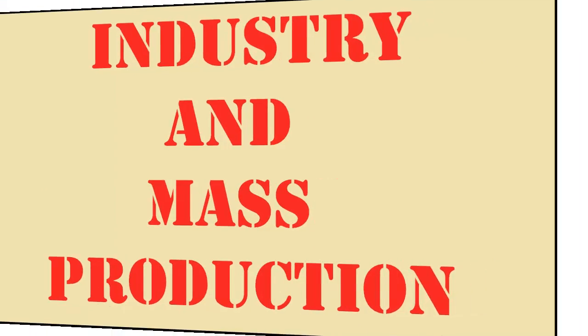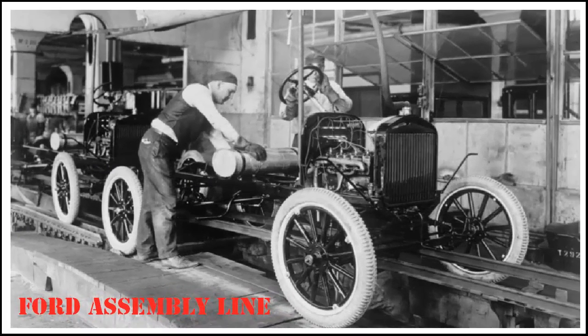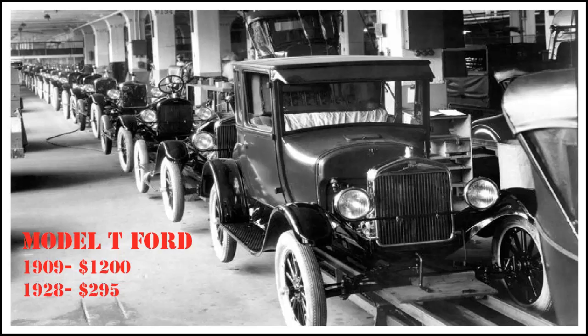The First World War had made the USA wealthy. New mass production techniques such as the assembly line, pioneered by Henry Ford, meant goods were produced quicker and more affordably. By 1929, Ford were producing more than 1 car per minute. A Model T Ford cost $295 in 1928, but had cost $1,200 in 1909.